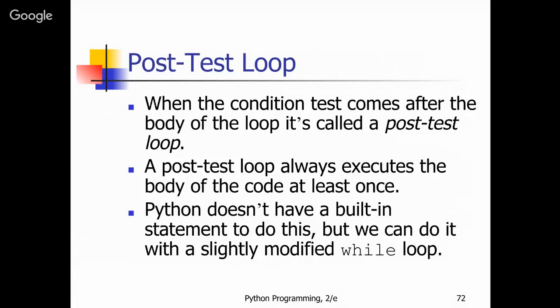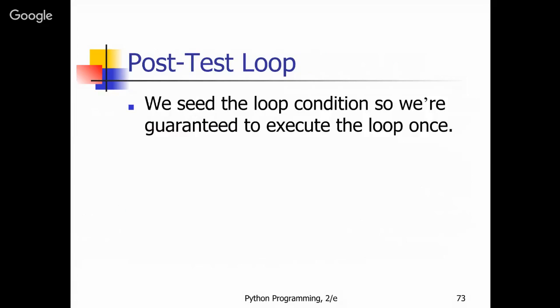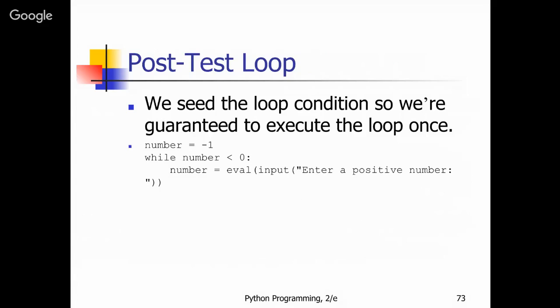Yeah, I don't know why Python doesn't have that, but you can make something that looks like it instead. The way you make this is by seeding the number here with a value that makes the condition true, so it's going to go in once. That's how you make it act like a do while loop. Because we know that -1 is less than 0, so we are going to prompt. No matter what, we prompt the user once. Okay?